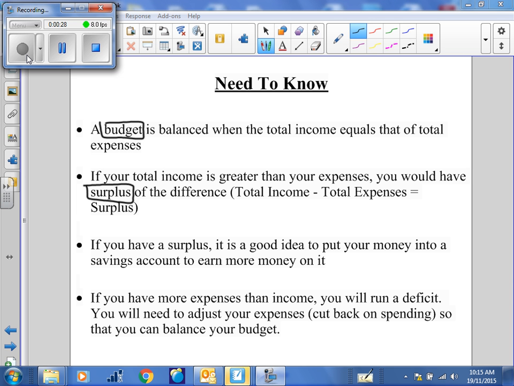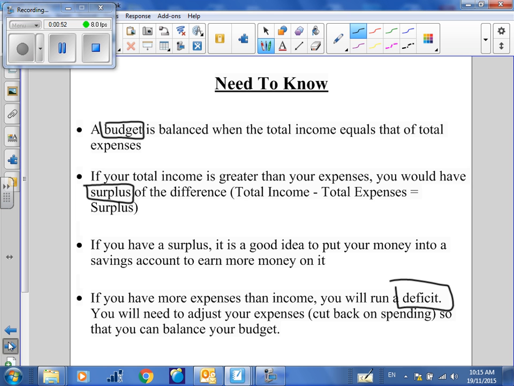If you have a surplus, it's a good idea to put that money into a savings account so that you can earn more money on it. If you have more expenses than you have income, you're going to run what we call a deficit. What that means is you would need to adjust your expenses, so cut back on all your spending so that you could balance your budget.